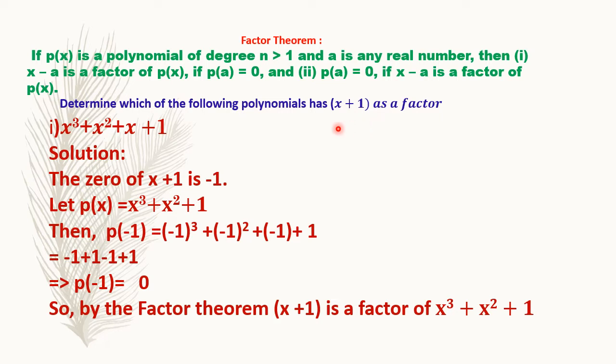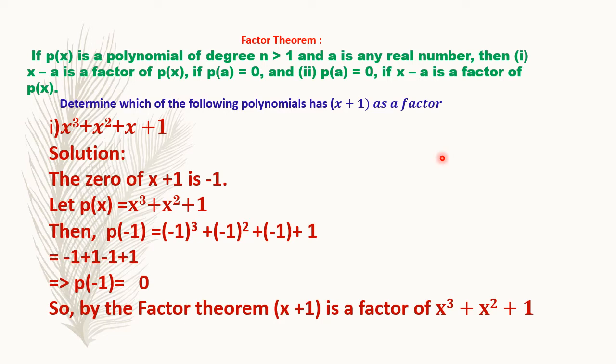Now, what will be the value of x? If we take p(a) is equal to 0, it means we are going to take x plus 1 is equal to 0. x plus 1 is equal to 0 means x is equal to minus 1. Just like this one: if x minus a is equal to 0, then x is equal to a. Similarly, if x plus 1 is equal to 0, x is equal to minus 1.